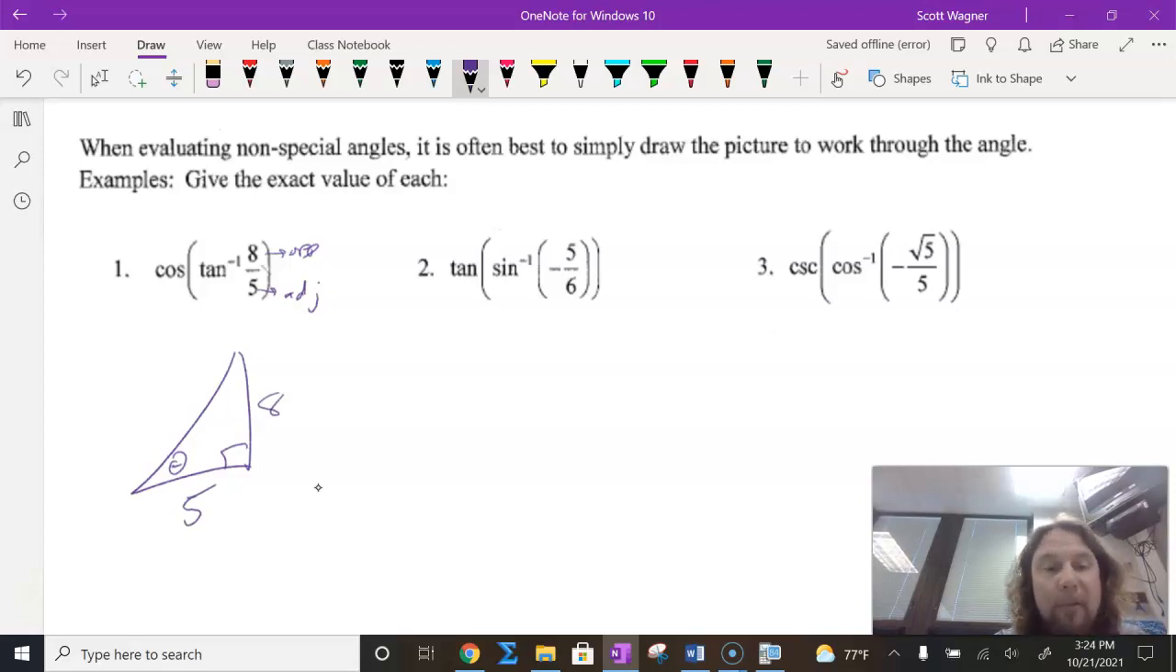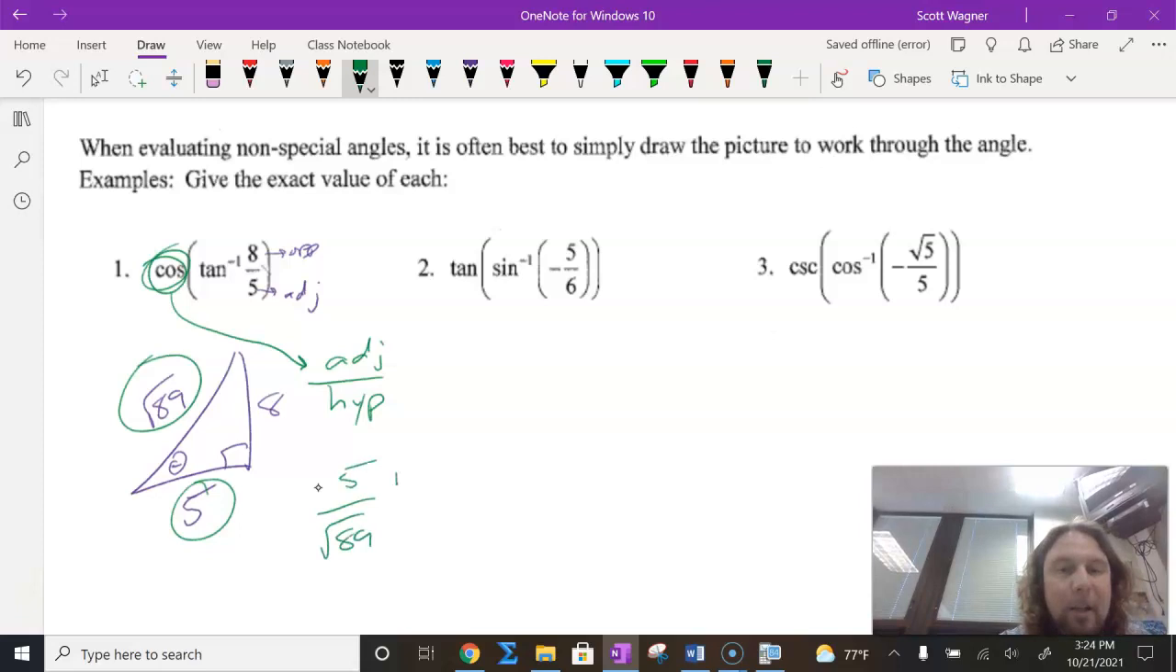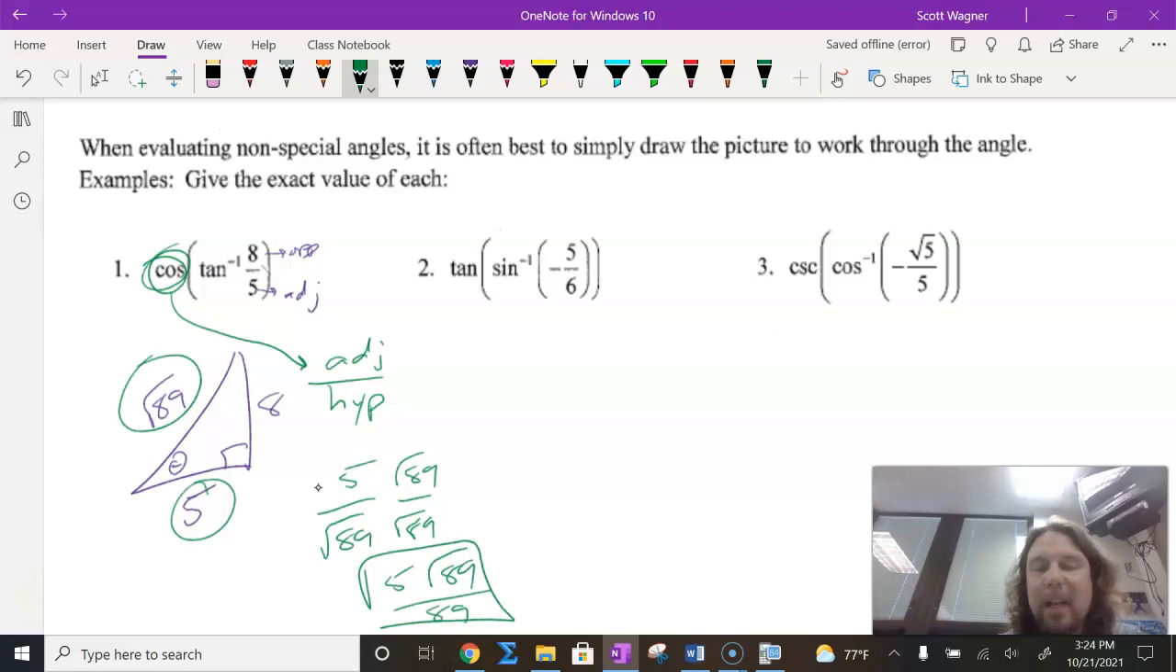So you'd say 8 squared is 64, 5 squared is 25, you add 64 and 25, you get 89, so the hypotenuse has got to be the square root of 89. If you're looking for the cosine, cosine's got to be the adjacent over the hypotenuse. Well, the adjacent to theta is 5, and the hypotenuse is root 89, so the cosine's got to be 5 over root 89. If you rationalize this, you can multiply top and bottom by root 89 over root 89, and that'll give you 5 root 89 over 89. You simplify if you can, but in this case you can't.